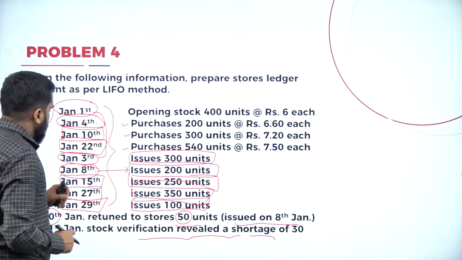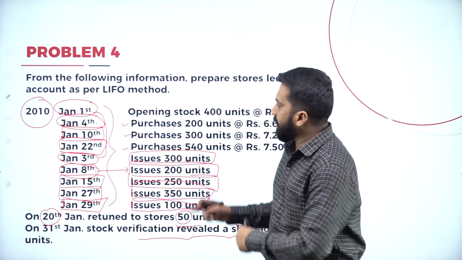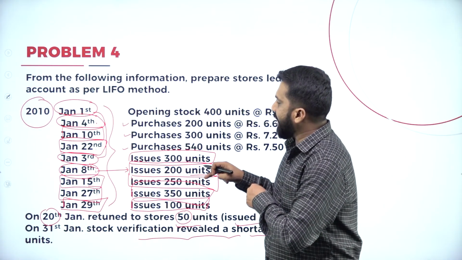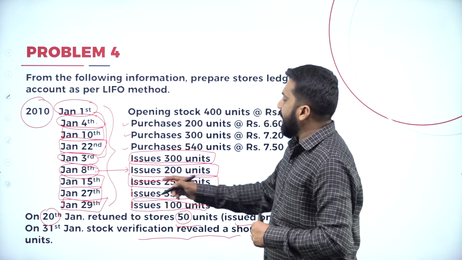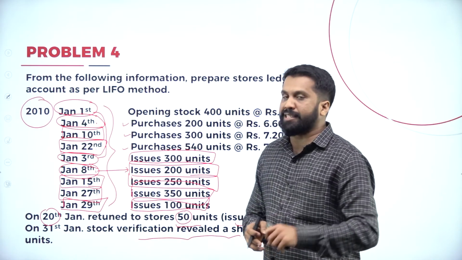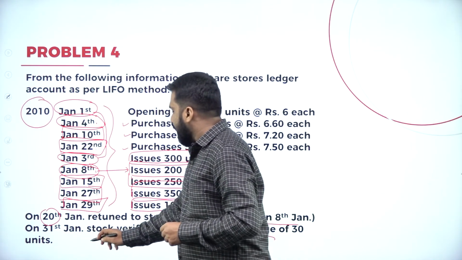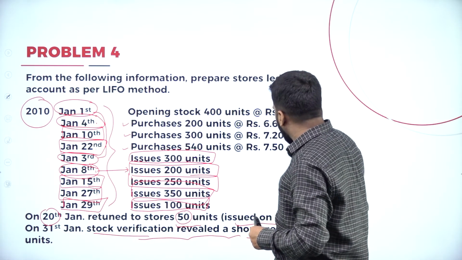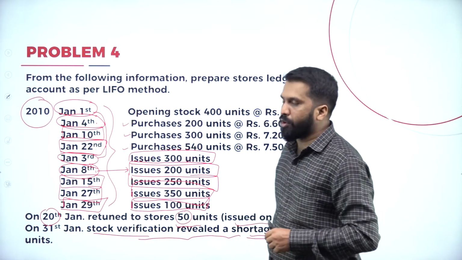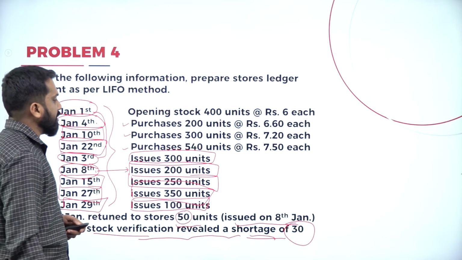Now, after Jan 29th, do we have Jan 30th? In the table, we don't have, but in the adjustment, we have. Now, on Jan 30th, we don't have, but Jan 31st, we have adjustment. Now, Jan 31st stock verification revealed a shortage of 30. Shortage of 30. Easy to calculate. I'll go back to that.